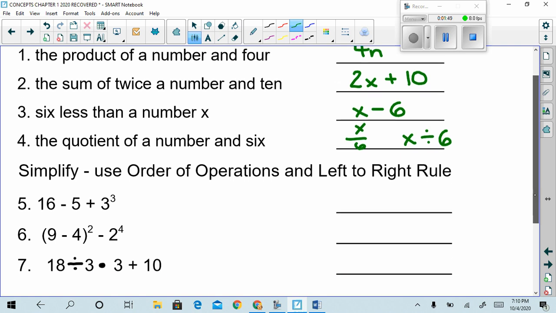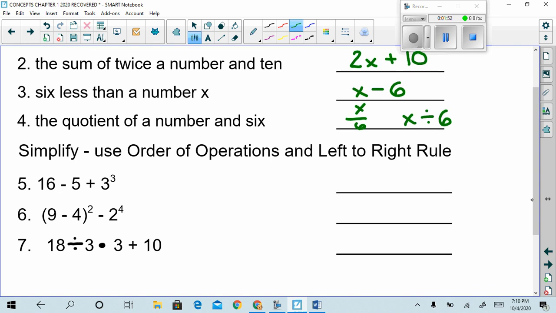Now let's use our order of operations, PEMDAS, and our left to right rule. Looking across, there are no parentheses, so again we have parentheses, exponents. We'll do our multiply and divide from left to right, and then our add, subtract from left to right. We do have exponents, so we'll do 16 minus 5 plus 3 times 3 times 3, which is 27. Using that left to right rule, we'll do 16 minus 5, which is 11, and 11 plus 27 will give us 38.